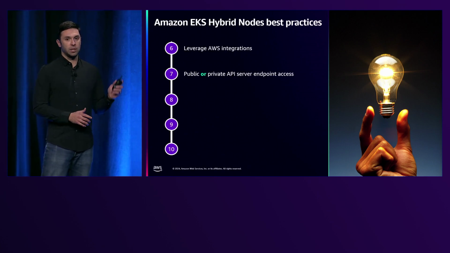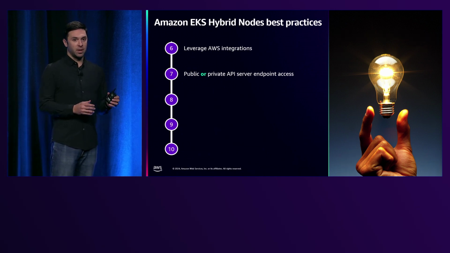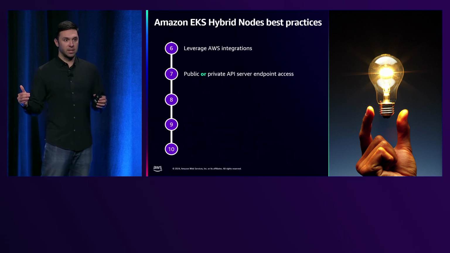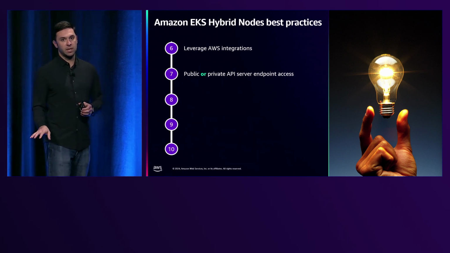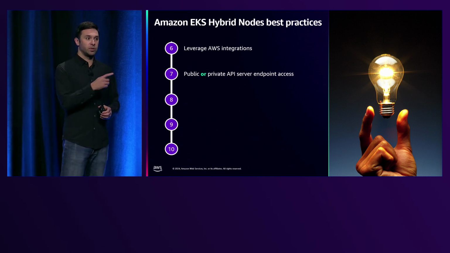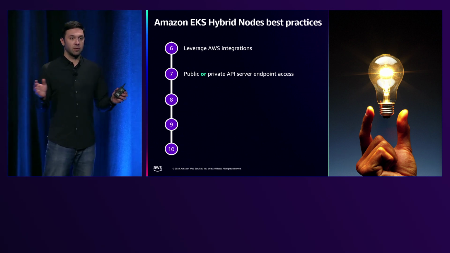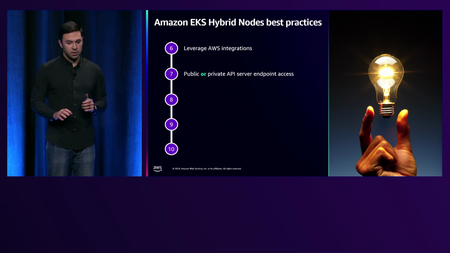We recommend using public or private endpoint access. We do not recommend using public and private endpoint access. The reason for that is, since your hybrid nodes are running outside of your VPC, when that endpoint gets resolved, the Kubernetes API endpoint, it's going to resolve to the public IPs. And that can result in surprising behavior. So if you want private connectivity, just use private, don't use both.